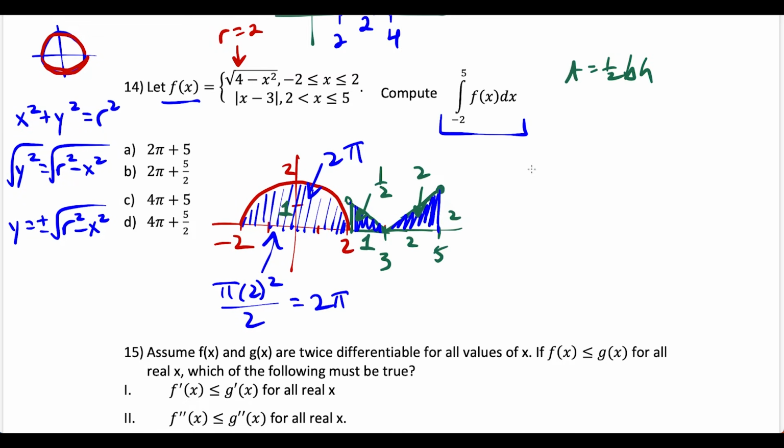So now just add everything together. So altogether, we have the area of the semicircle is 2 pi, plus we have 1/2 is the area of the first triangle, plus 2, and this is going to give us 2 pi plus 2.5, and 2.5, another way of saying this is 5 over 2. So 2 pi plus 5 over 2 matches up with choice B.